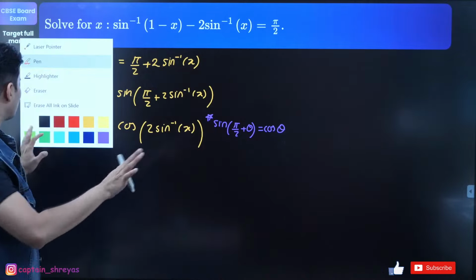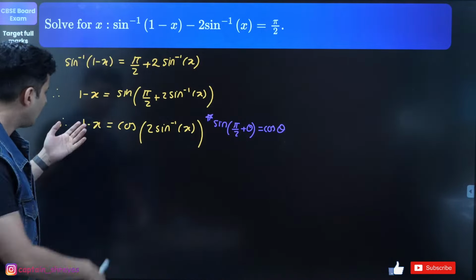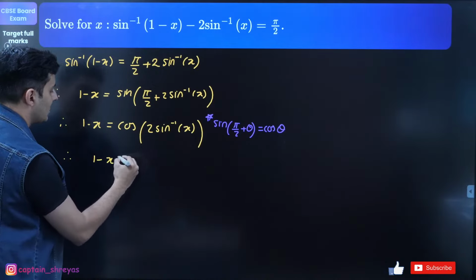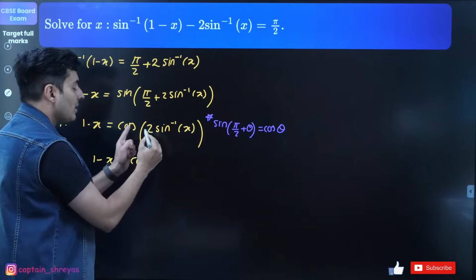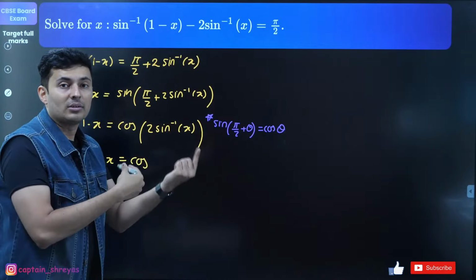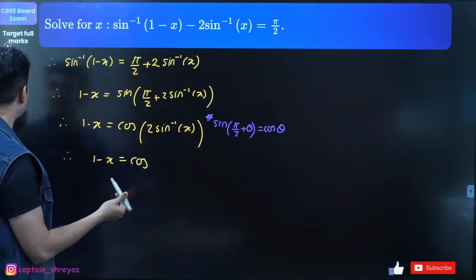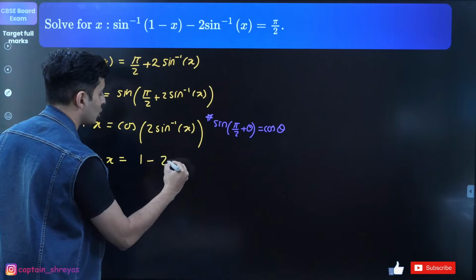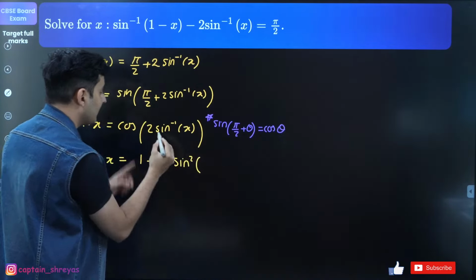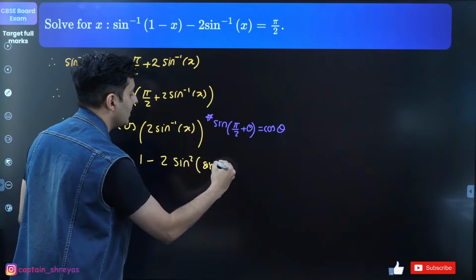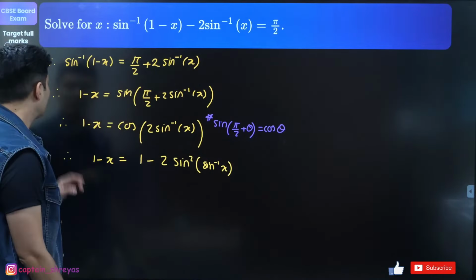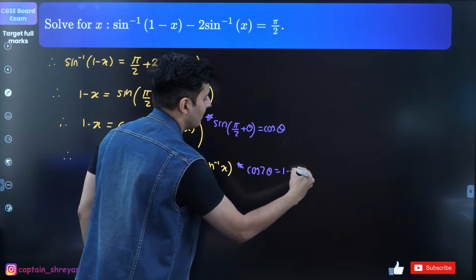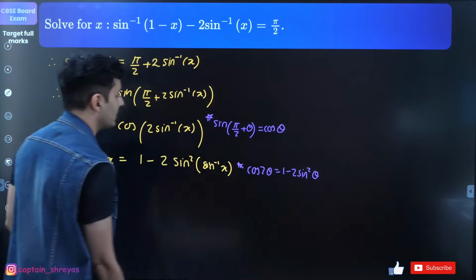Let me just explain to you the basic steps just in case, because I have solved halfway through now, and then I will go ahead. So this will become 1 minus x is equal to cos of 2 times the angle. Cos 2 theta is 1 minus 2 sine square theta, guys. Theta over here is sine inverse of x. Which formula did I use? The formula that I used was cos 2 theta is 1 minus 2 sine square theta.